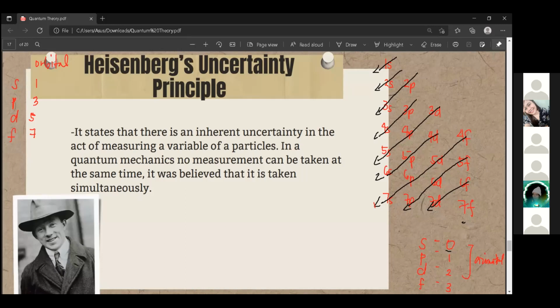So in quantum mechanics, no measurement can be taken at the same time. It was believed that it is taken simultaneously. But para mas madali masabtan ang Heisenberg's uncertainty principle, ingon lang niya, it is impossible for us to know the exact location and momentum of these electrons in reality. So the measurements should be done simultaneously. Dili nimo siya pwede gyud na isa-isahon.